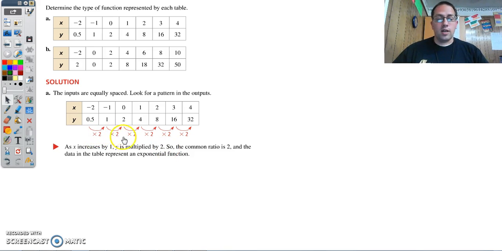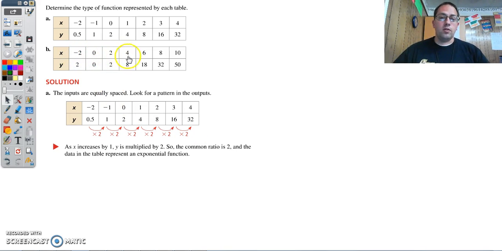And so it's times 2, times 2, times 2, times 2, times 2. This is a repeated multiplication, and if you remember, repeated multiplication is actually the definition of an exponent. And so this is an exponential function. So anytime you have a repeated multiplication, a common ratio, then you're going to have an exponential function. If you don't have a common ratio, then it's not an exponential function. That's something else. Right?